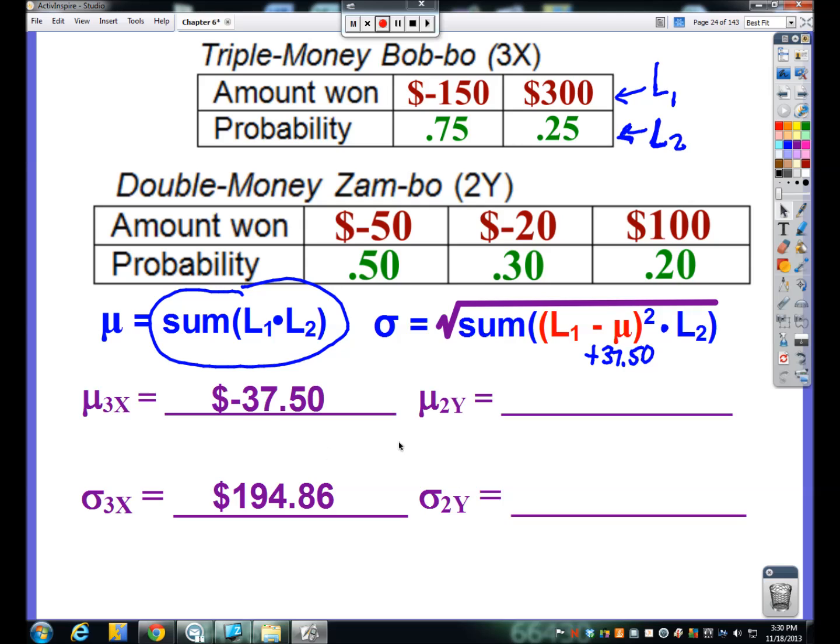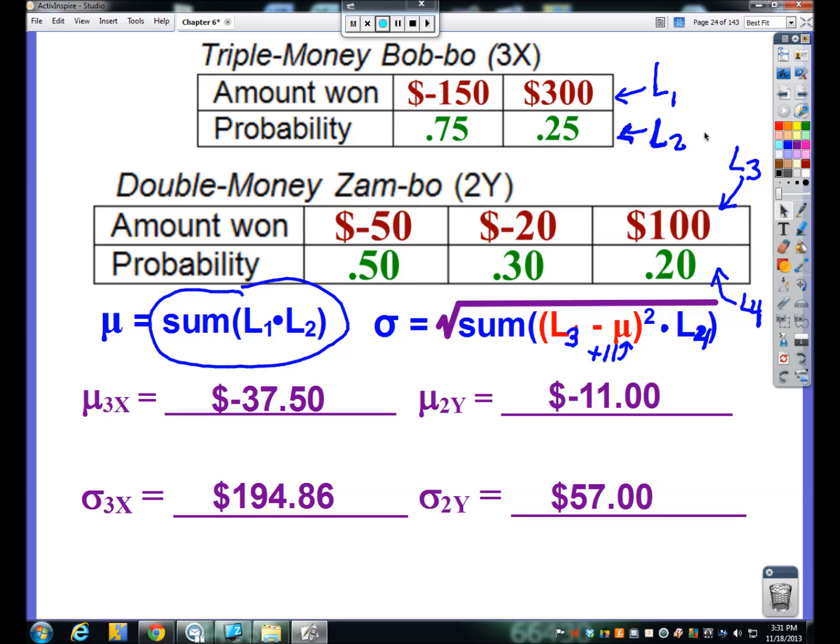This wasn't an exact value. And if I were to do the same thing with my double Zambo, again, maybe I call this list 3 and my probabilities list 4, then I would get a mean that comes out to be negative $11. And if I were to do the standard deviation, instead of typing in plus 37.50, now I'd have to change it to plus 11. And I'd have to change my L1 to L3 and my L2 to L4, because I need to use the same list for what I want to find the standard deviation of. And if I were to do that, I would get $57.